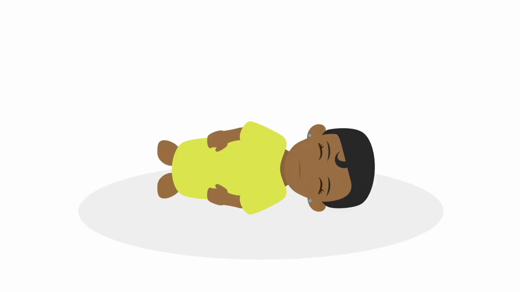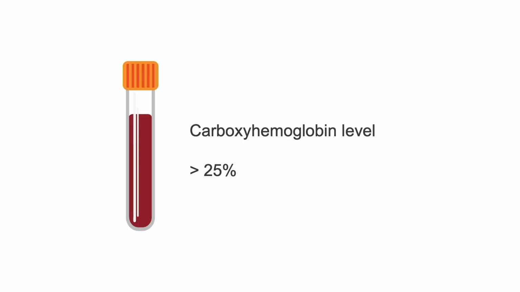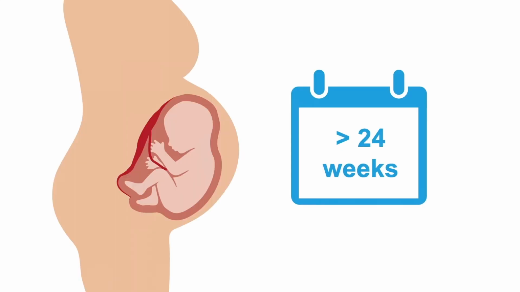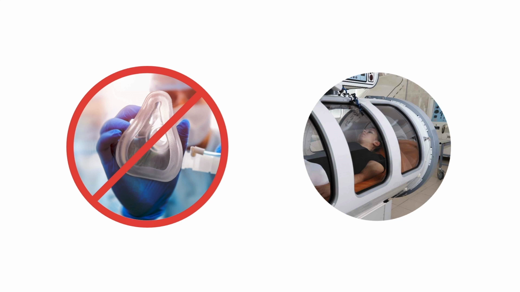Well, if the patient has an abnormal neurological exam, loss of consciousness, signs of cardiovascular dysfunction, such as an abnormal electrocardiogram, a carboxyhemoglobin level of greater than 25%, or if the patient is pregnant beyond 24 weeks, the risk of death, including loss of the fetus, is significantly higher, and hyperbaric oxygen therapy should be offered. Additionally, patients who do not improve with standard oxygen therapy, either by reduction in symptoms or their carboxyhemoglobin level, are candidates for hyperbaric oxygen therapy.